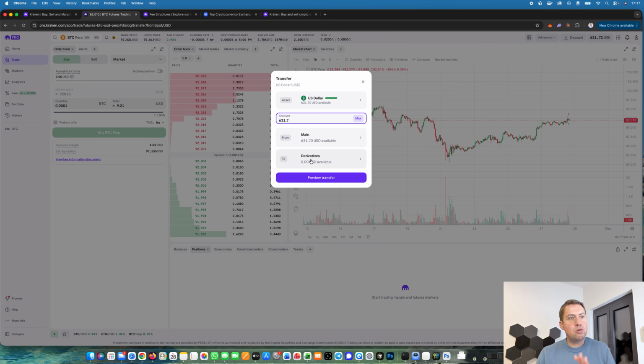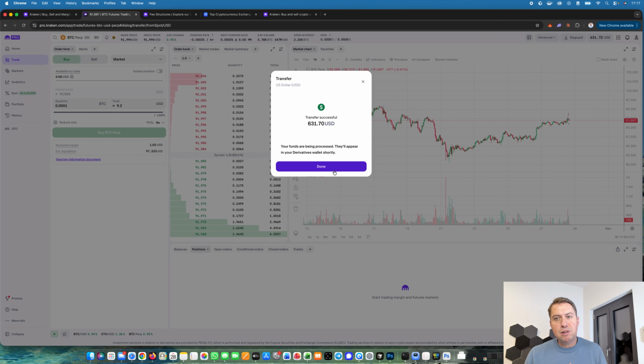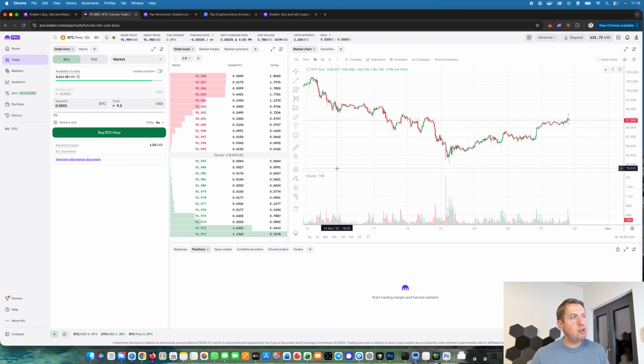So let's say I want to move all my money from the main wallet to derivatives, and then I can trade derivatives. Preview transfer, and it arrives immediately. So it's an instant transfer and I don't pay anything for it. It's just an internal transfer. And the advantage of that is when you trade derivatives, where you can use leverage and you can get liquidated, you can use, for example, 10x leverage, and then you would get liquidated when the price drops by 10%. That would only affect your derivatives wallet. It can't affect your spot or your main wallet. And yeah, now it's in my derivatives wallet and I can trade derivatives.